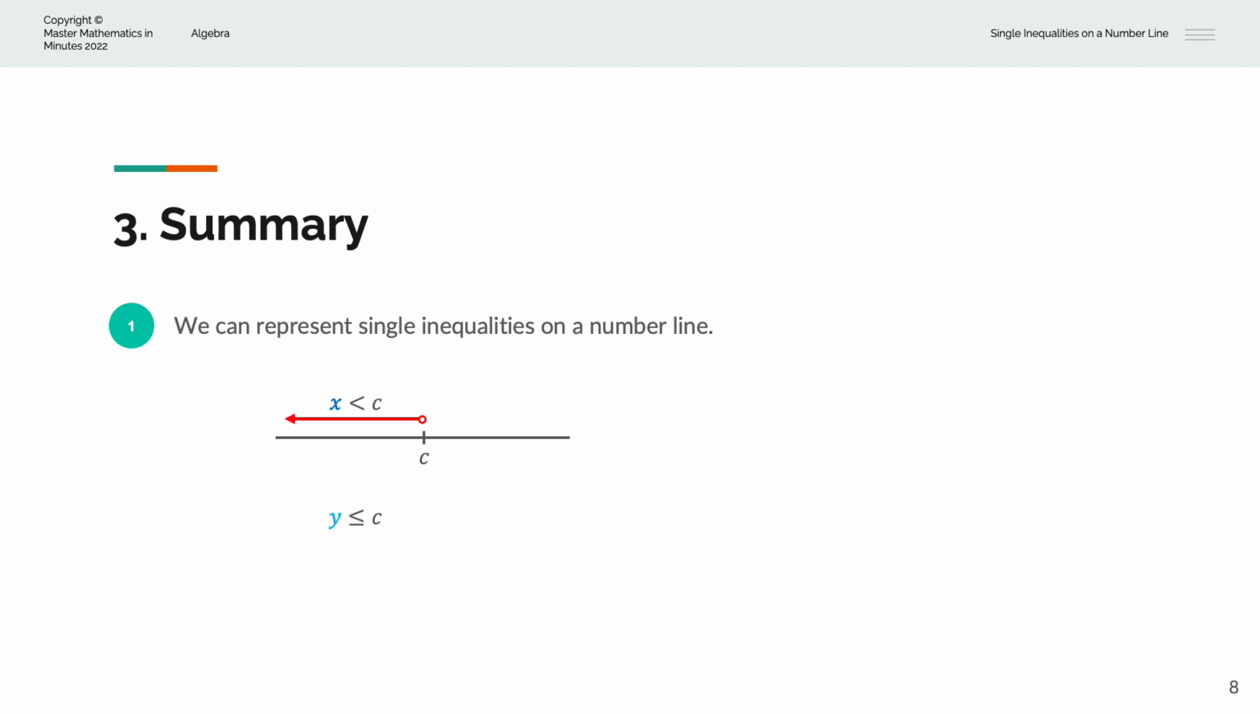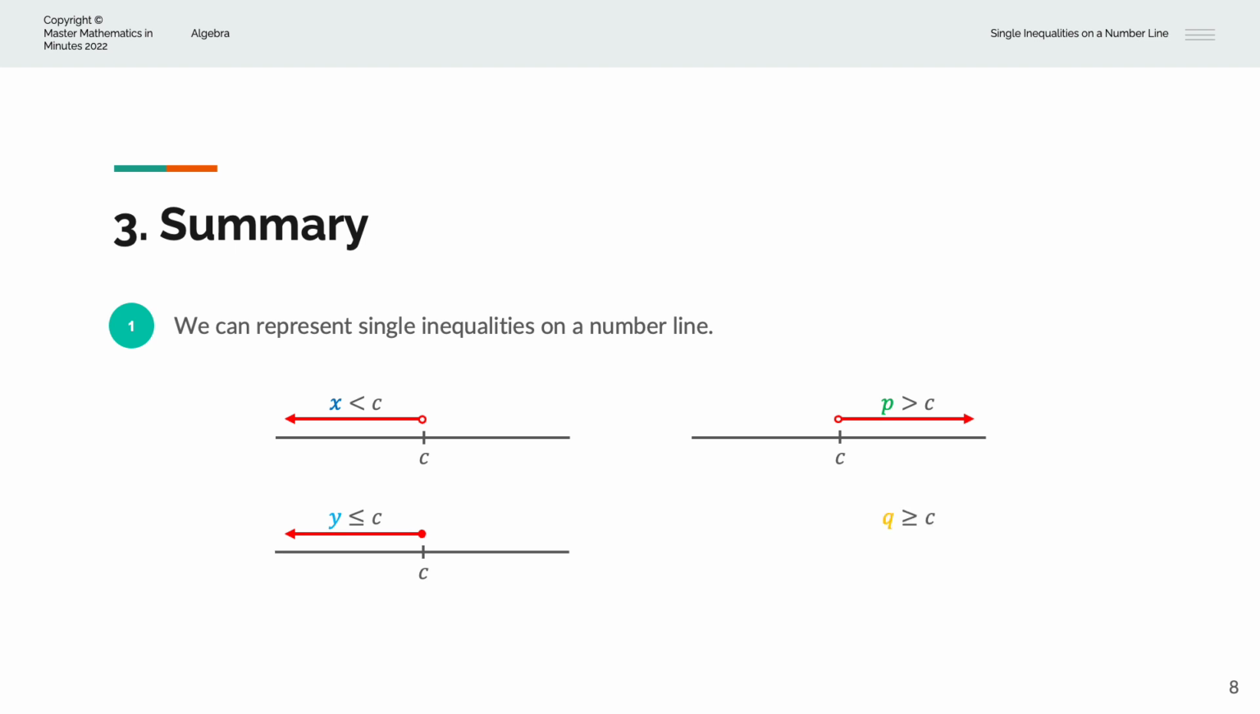Secondly, with y being less than or equal to c, we can draw a number line with the constant c. Because this inequality is less than or equal to, we have a shaded circle, and the arrow points towards the left. Thirdly, with p being greater than c, we can label the number line as c. Because this inequality is greater than, we have an unshaded circle. And p being greater than c is where the arrow points towards the right.